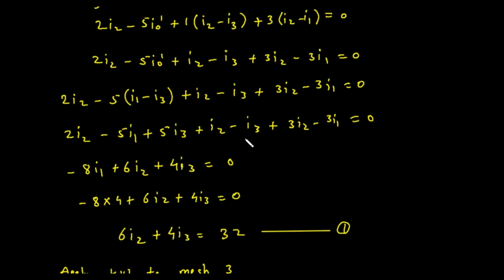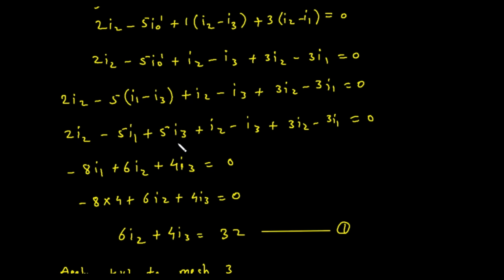Now, we combine the like terms. For I sub 1, we have negative 5 I sub 1 minus 3 I sub 1, which is negative 8 I sub 1. For I sub 2, we have 2 I sub 2 plus I sub 2 plus 3 I sub 2, which is 6 I sub 2.